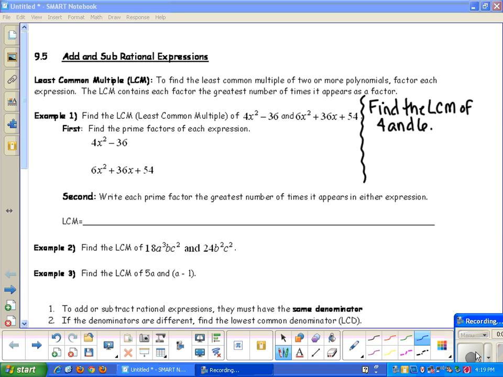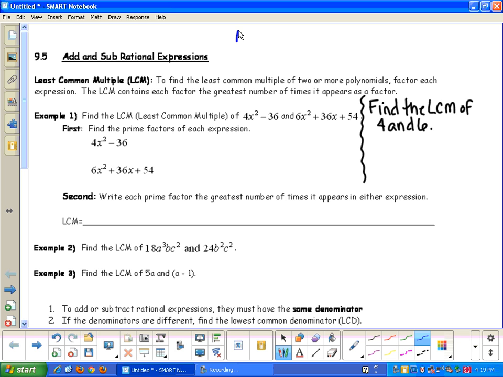Section 9.5, adding and subtracting rational expressions. Now, remember when we're adding and subtracting fractions, let's say we had the example 1/3 plus 4/7. If we want to add these together, we need a common denominator.